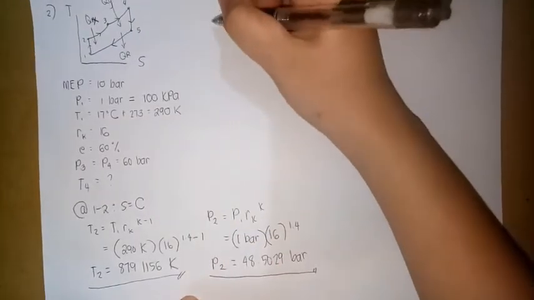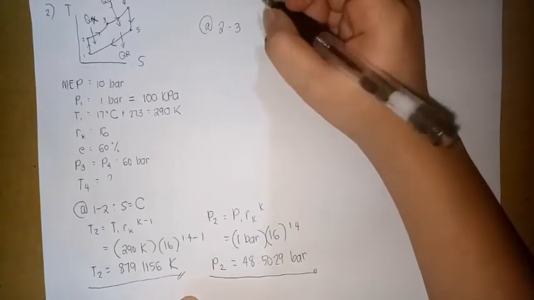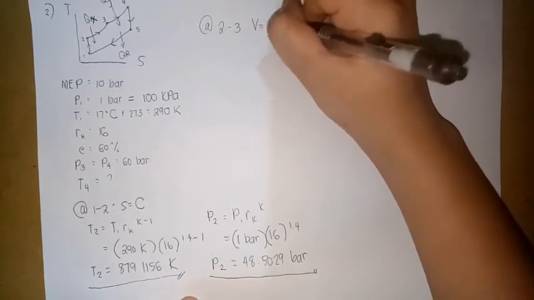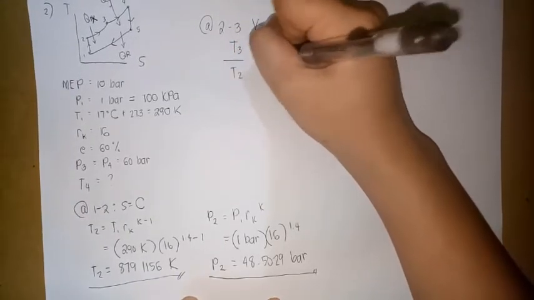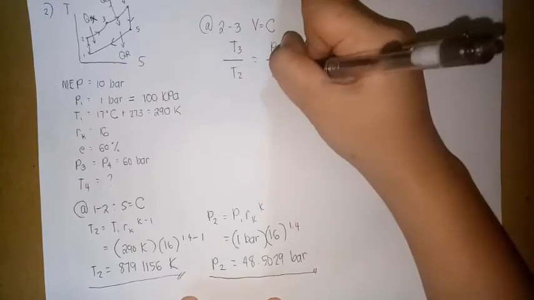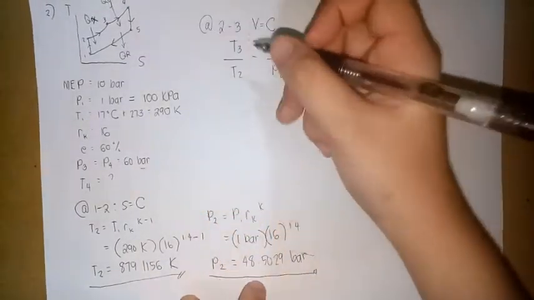Okay? Then, punta tayo ngayon sa process 2 to 3. At process 2 to 3, meron tayong constant volume process. So, ang relation natin dyan, T3 over T2 is equal to P3 over P2. So, kaya natin sinolve kanina si P2 in terms ng bar kasi si P3 dito naka-in terms ng bar.